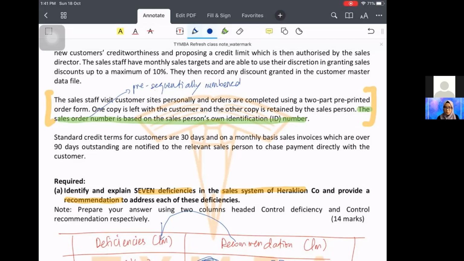Match with sales invoice? No. It need not be matched with sales invoice. Because why? Sometimes, Adlina, we have cases where we issue invoice first and then we deliver the goods the next day. So the goods dispatch note numbers would not be the same as sales invoice. We have situations where we send the goods first and then only we issue sales invoices. So the goods dispatch note numbers will not be the same as the numbers for sales invoices. To avoid missing order. Okay, that is the purpose why we have pre-sequentially numbered.